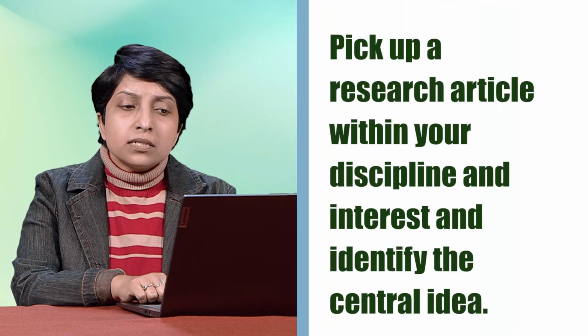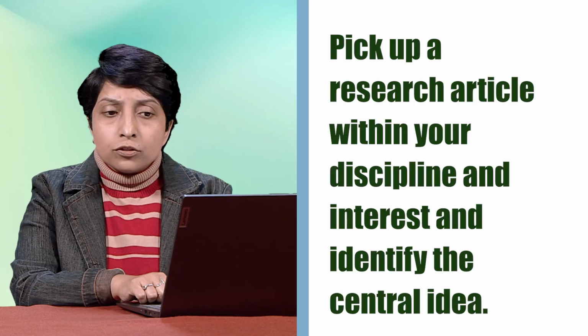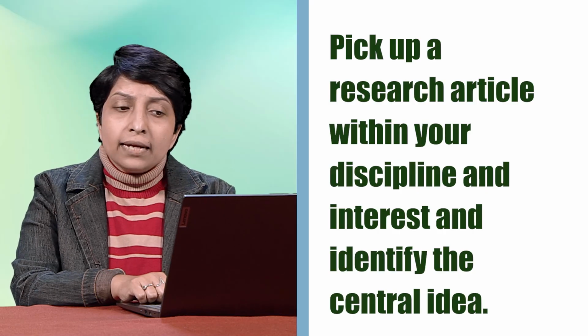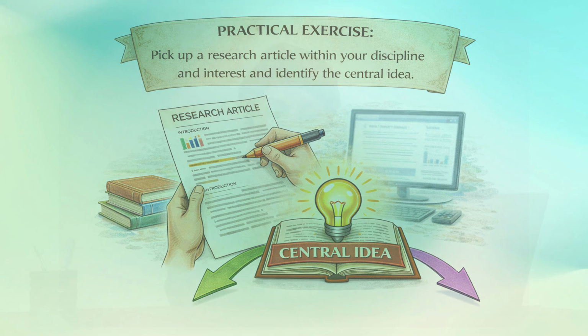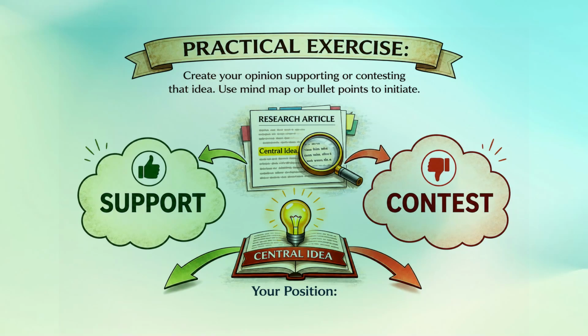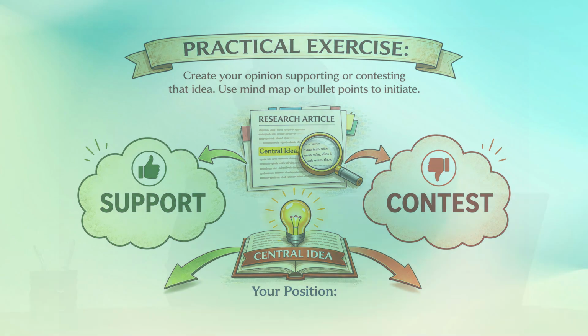We would now do a practical exercise. Pick up a research article within your discipline and interest and identify the central idea. This can be done on an existing resource that you are utilizing for your academic writing. Just pick up the central idea from that resource. Create your own opinion, supporting or contesting that particular idea which you have selected.